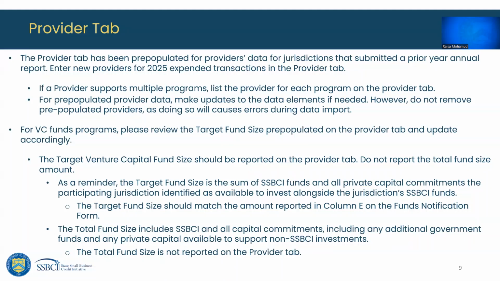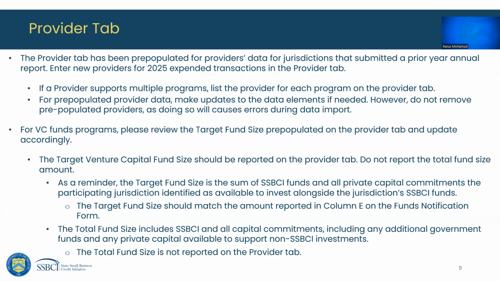While the data for providers will be pre-populated, the provider data may be edited on the template. So if you need to make any edits to the pre-populated provider data, the template will allow you to do so. The provider tab requires each provider to be linked to the program type associated with the transaction. If the same provider is used for more than one program type, the jurisdiction should enter the provider on the provider tab for as many programs as the provider has expended transactions.